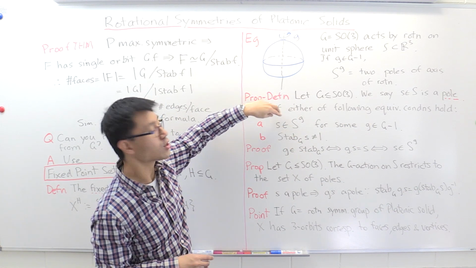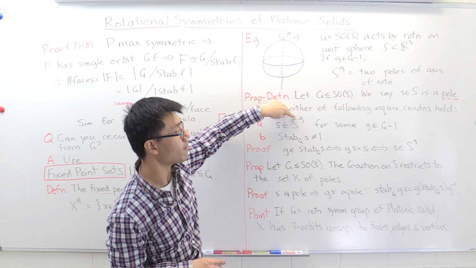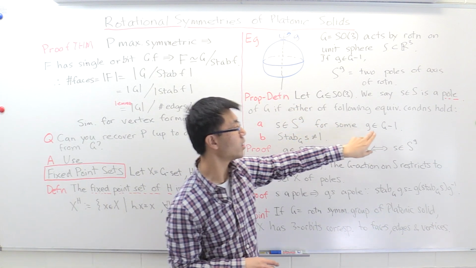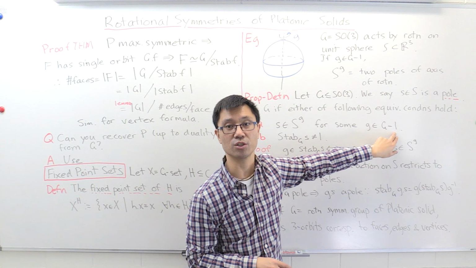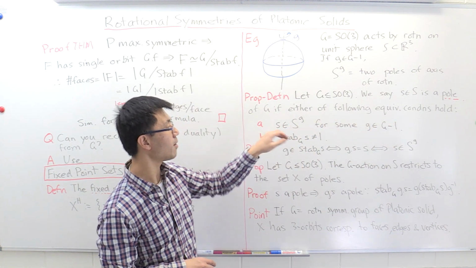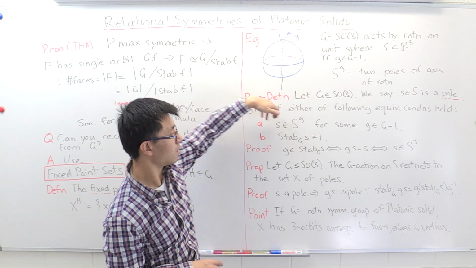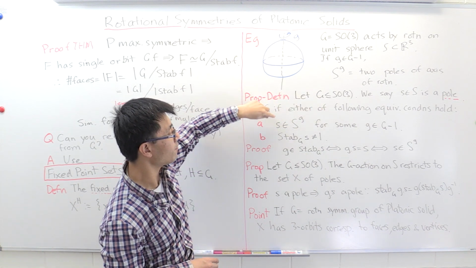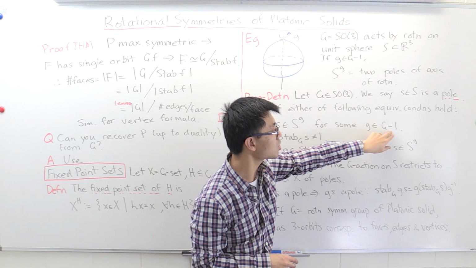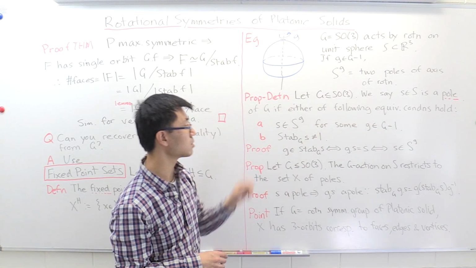So the first one is that this S lies in some fixed point set, SG, where G is some non-identity rotation. Okay, so the identity rotation fixes everything. So of course, this condition will be trivially true all the time if you're allowed to include the identity here, but here we're just looking at the non-identity rotations.